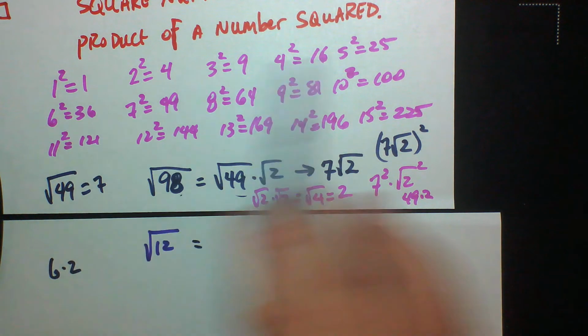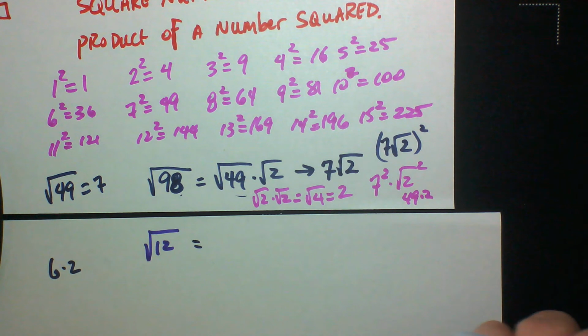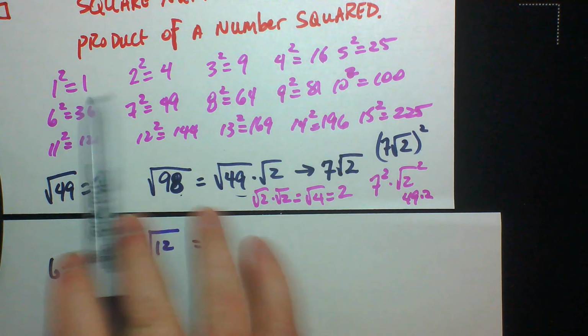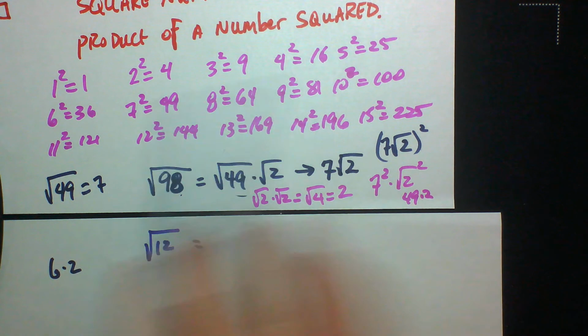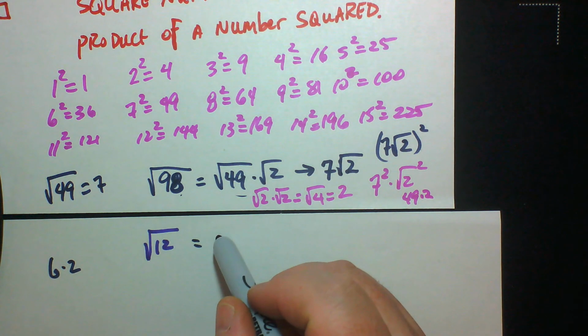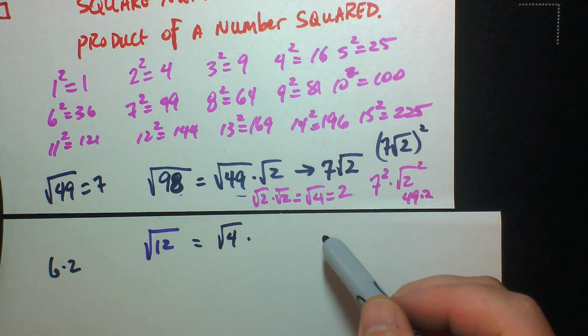Is 6 one of the numbers here? No, so you don't want to use that. So, which of these numbers here goes into 12? Which one of these numbers up here goes into 12? That's what you're looking for. 4. 4 how many times? Not 2. 4 times 2 is 8, silly.